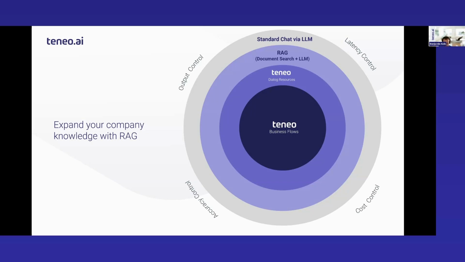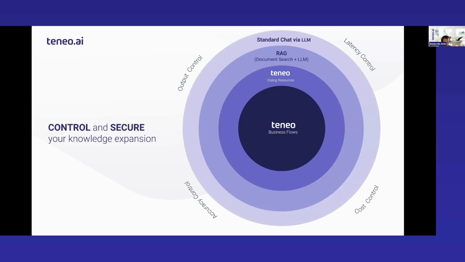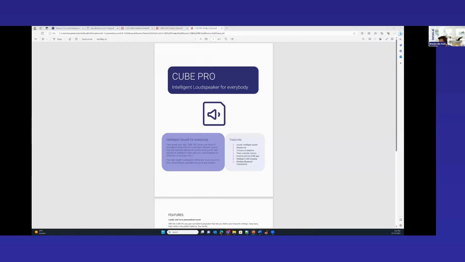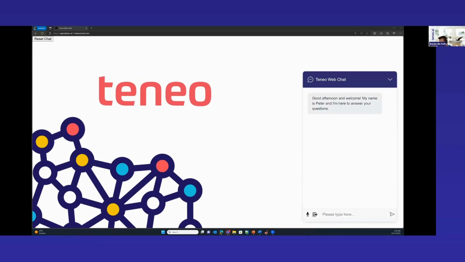I've prepared a little demo to show you that in more detail. Let's switch over to that one. I've got a Teneo Webchat here for you. For this demo, I connected as RAG our webpage, Teneo AI, and the product sheets you have seen before, the PDF files for this imaginary product, the cube.